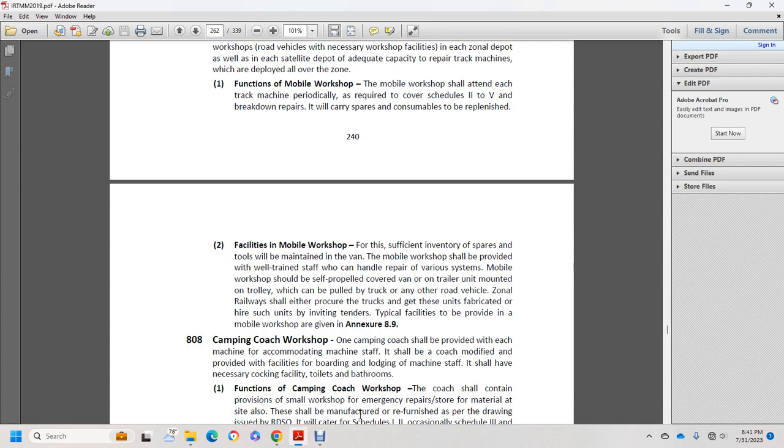Camping workshop. Camping coaches shall be provided for each machine, accommodating the machine staff. The coach shall be modified to provide facilities for boarding and lodging of the machine staff, and shall have the necessary cooking facilities, toilets and bathrooms.